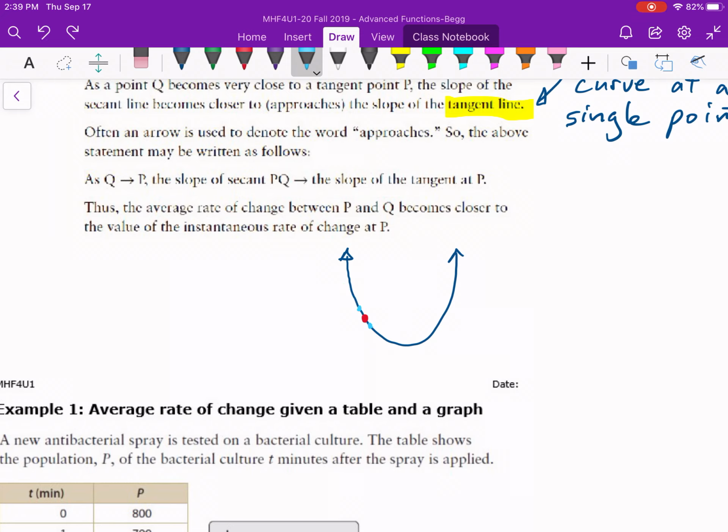I could keep moving these points closer and closer to the tangent, to the point I actually want, until the slope between them would be a very, very close approximation. So that's a way of relating a secant line to a tangent. A secant line is just between any 2 points, but if I want to get closer to the tangent line, I make those points get closer and closer to each other.